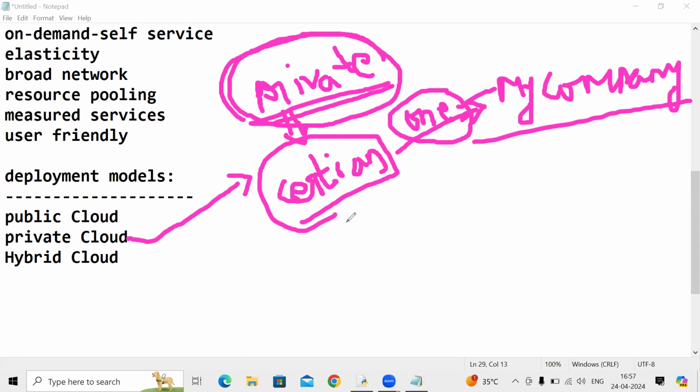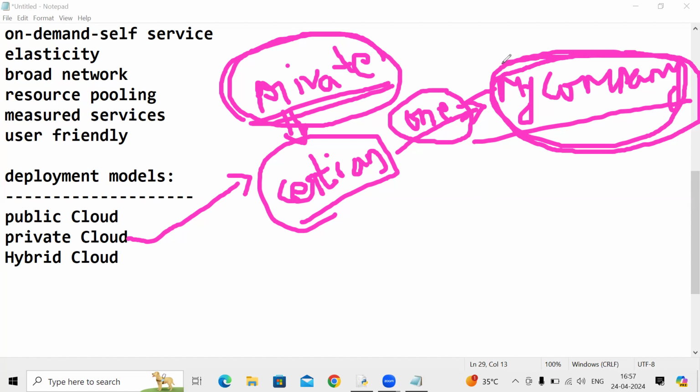Suppose you need any maintenance and data recovery, all of this is taken care of by the company or organization that is using that private cloud. Here, no public people can use this private cloud. It will be used only by that one company organization. This is about private cloud, guys.